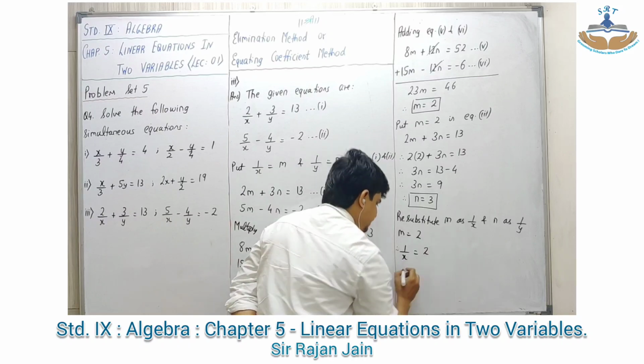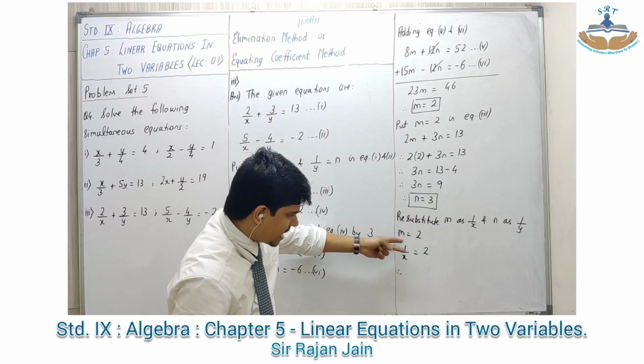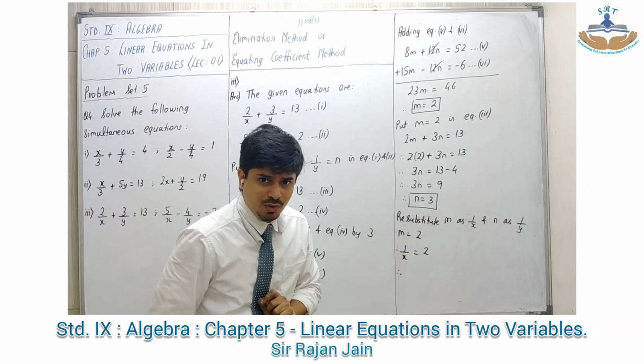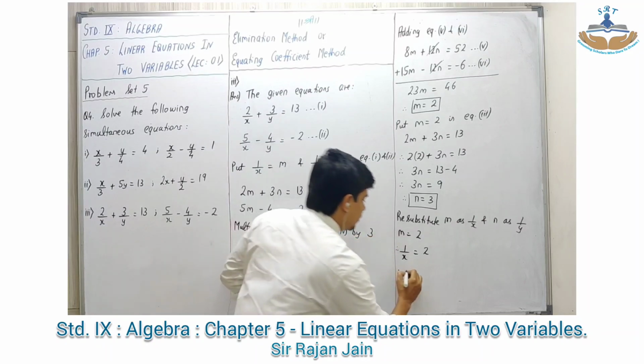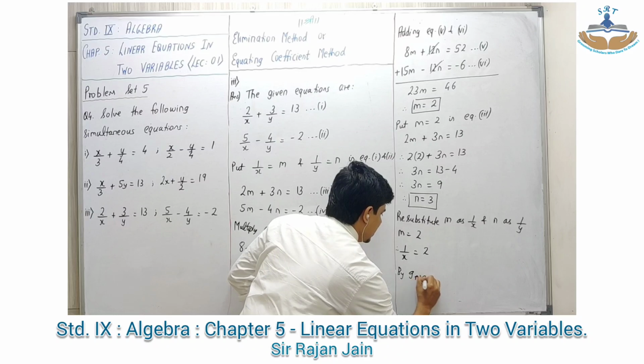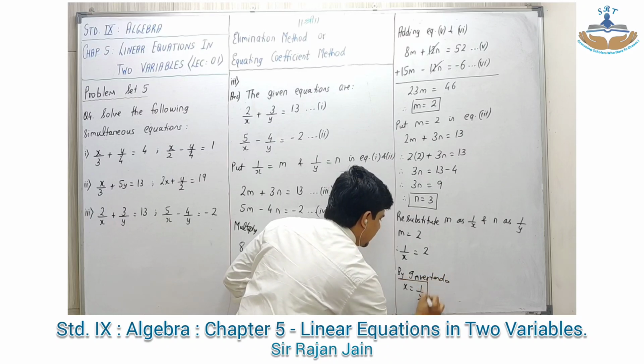Okay, and if 1 upon x is 2, दोनों जगह पे I can apply invertendo. You know what is invertendo? It is a property of equal ratio. 1 upon x के ऊपर invertendo will be x. If you want, you can write by invertendo x will be 1 upon 2.